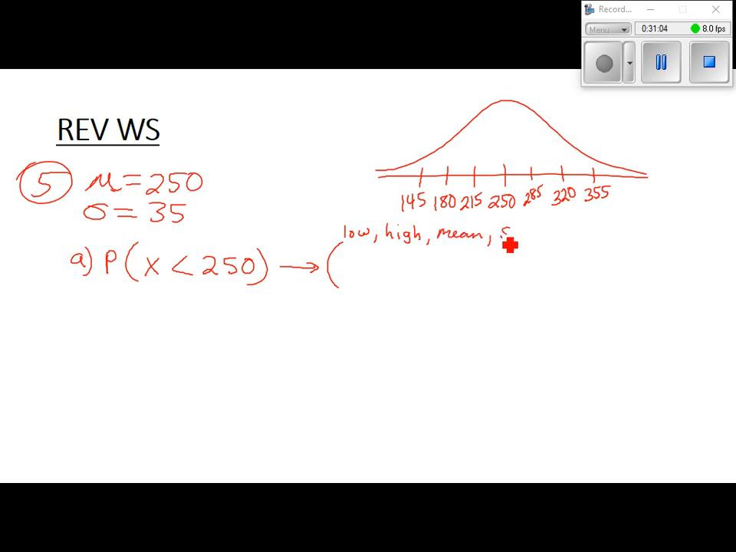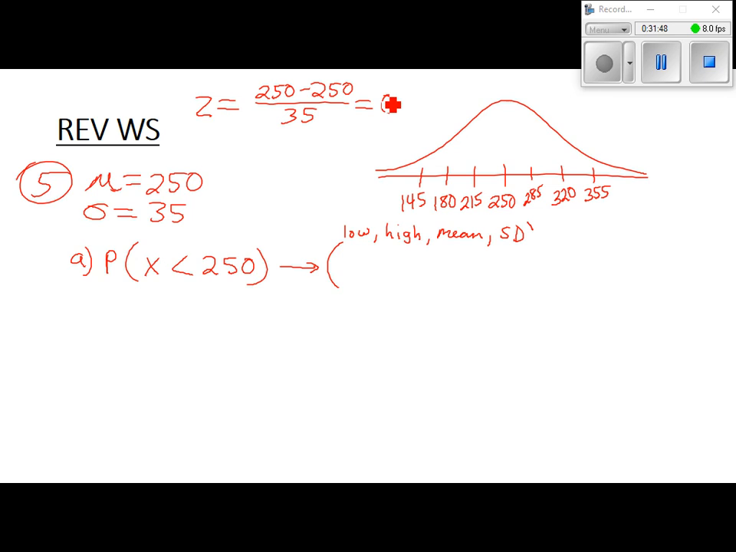Mean and standard deviation. We want to put in all four of those, unless you want to change everything into a z-score, the standard normal curve with 0 and 1, 2, 3 and negative 1, 2, 3. To change this into a z-score, it would just be 250 minus 250 divided by the standard deviation, 35, which gives you 0. The middle number should be 0, but we don't want to do all that probably.